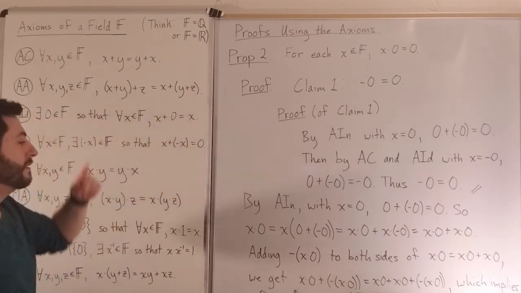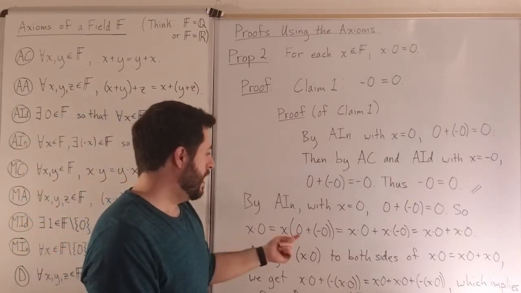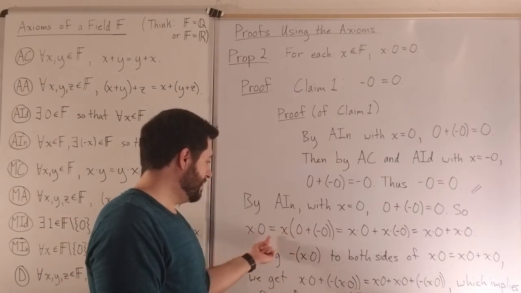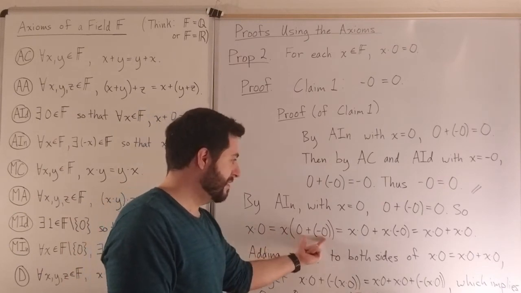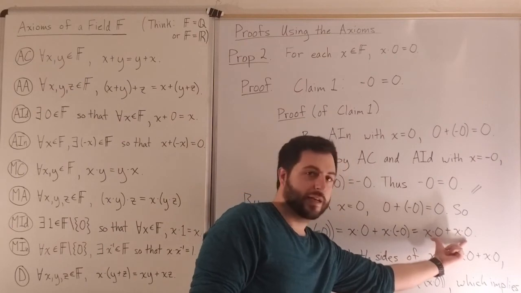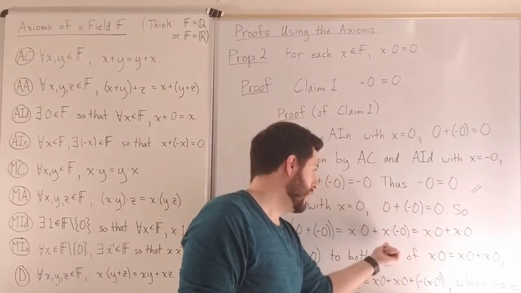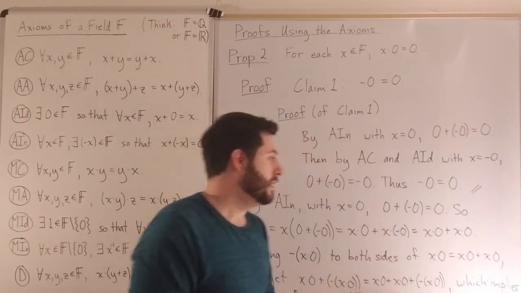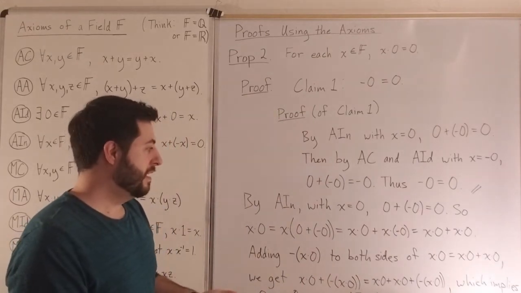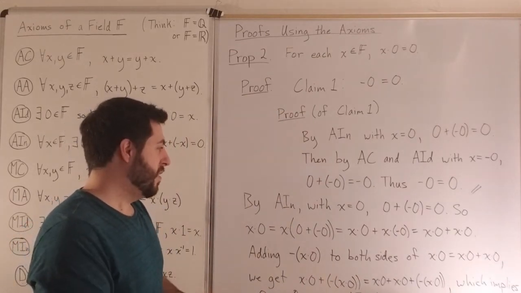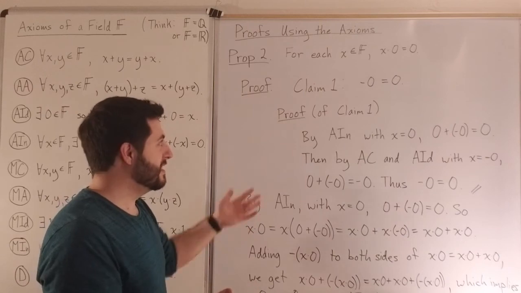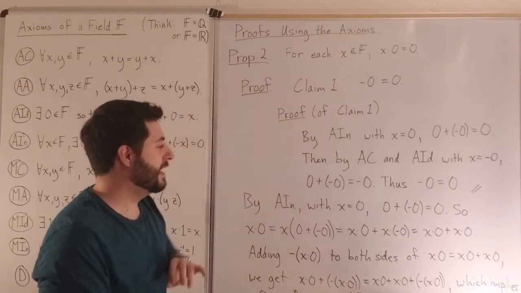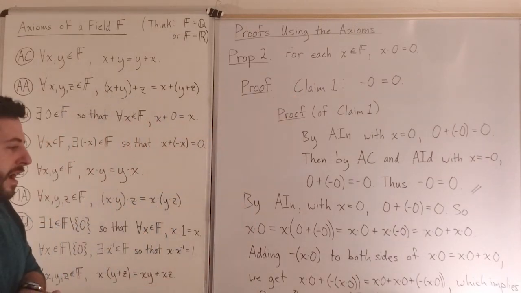So using this with x is equal to 0. Okay? And if we did that, we would have x times 0 equals x times 0 plus 0. And that would allow us to distribute it and get this step right away. We wouldn't have to know that negative 0 is 0. That being said, it's still nice to see this sub-proof of a claim within a proof.